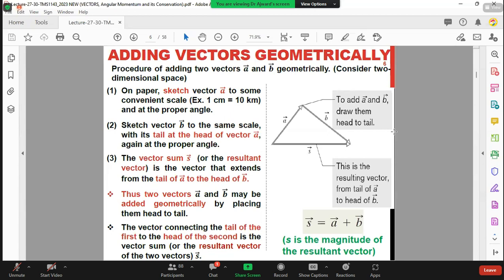But there is an easier method, because we don't always want to use graph sheets and draw these things. First, you can use unit vectors to add vectors more easily rather than using a geometrical method or graphical method.